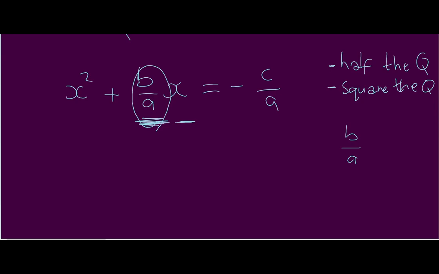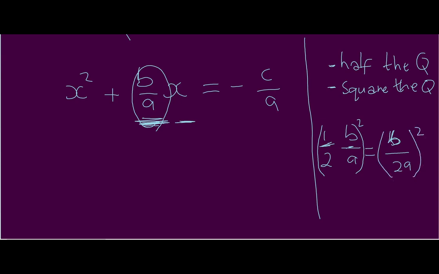So we're going to take b over a, and we're going to halve it. In halving that, we're going to have 1 over 2, that's half of b over a, right? And then we're also going to square it, so that is squaring the whole of this term. To simplify this, we're going to have 1 times b is b, divided by 2 times a is 2a. Then we're going to have this squared. We're still together, right?